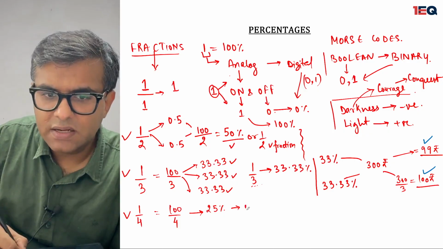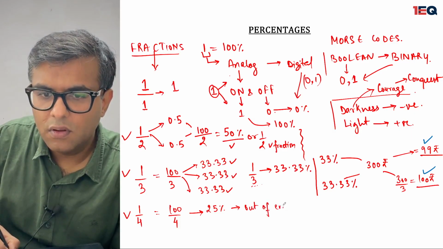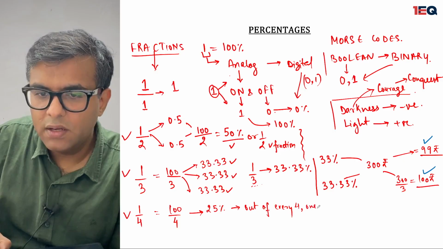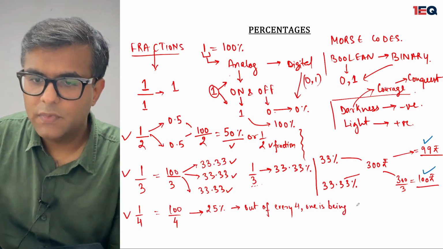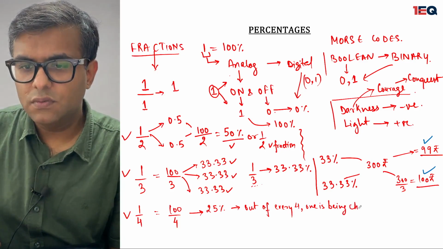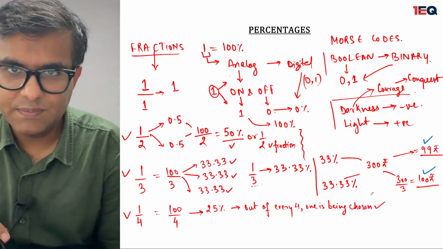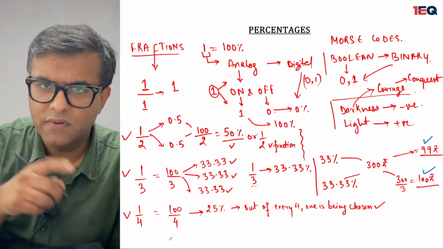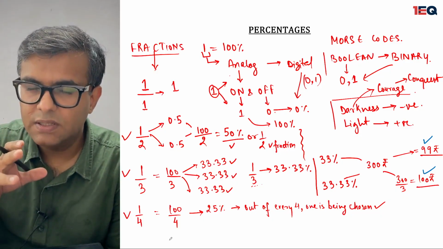Okay, I'll just write it down for you. Out of every 4, 1 is being chosen. Okay, 1 is being chosen out of every 4. Similarly, 1 by 5 would make it 20%. 1 by 6 would be 16 2 by 3%.